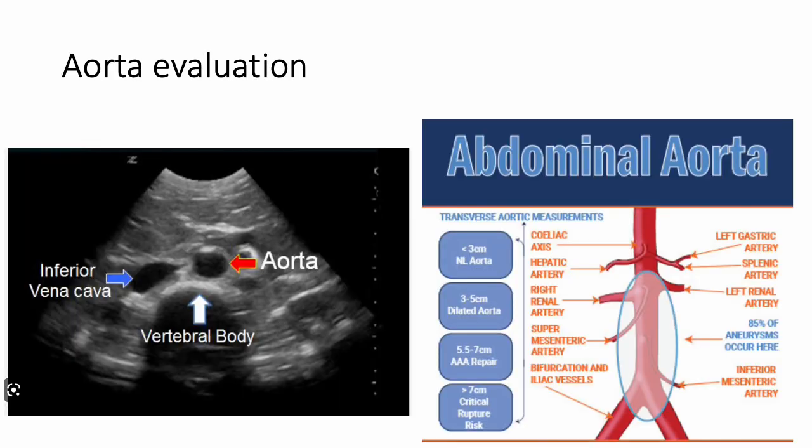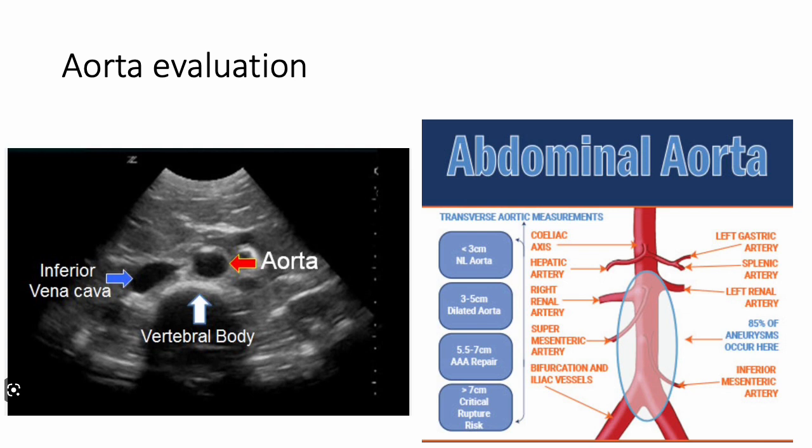Leaving the case aside for a second, we're going to talk about the aorta. Most of us should be comfortable doing an aorta study. This image on the left is what's typically shown as a normal transverse picture of the aorta, the IVC, and posterior to that, the vertebral body. Just a reminder, when you're looking at the aorta, most aneurysms are infrarenal, and they're fairly large in size.